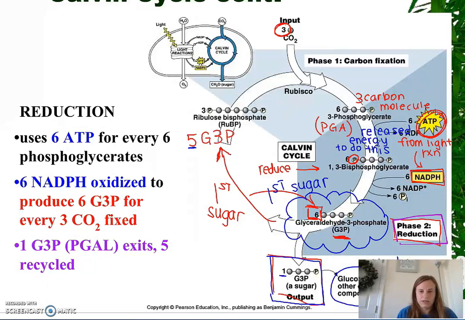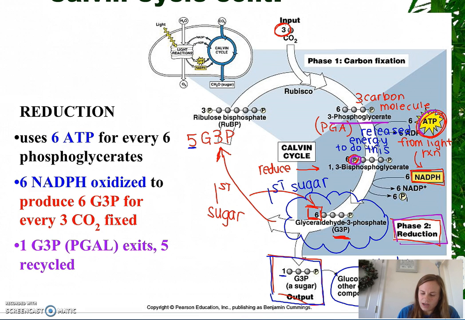The next stage or phase of the Calvin cycle is the reduction phase. There's a lot written on here, so just stay with me. When we did the carbon fixation stage, we ended up with 6 3-carbon molecules called phosphoglycerate. That phosphoglycerate is going to get a phosphate added to it, forming bisphosphoglycerate.